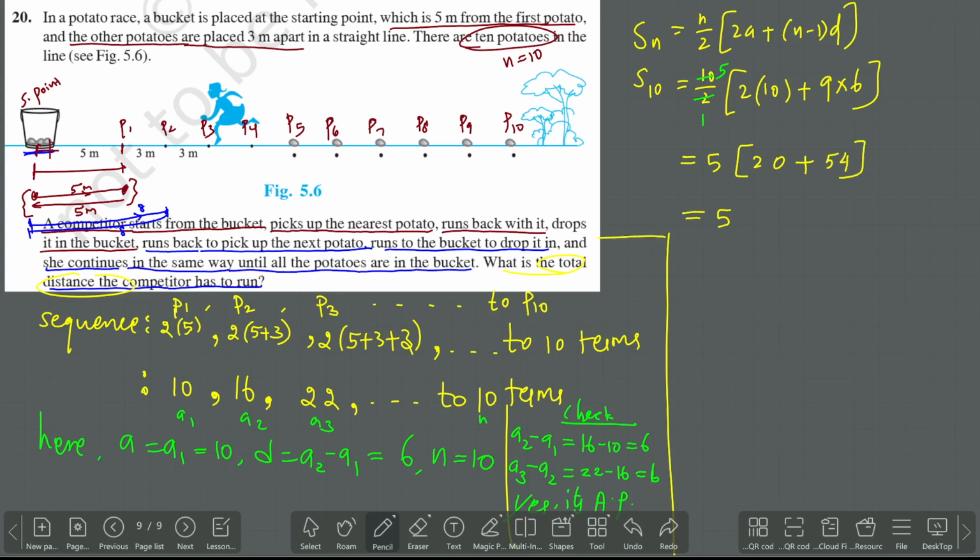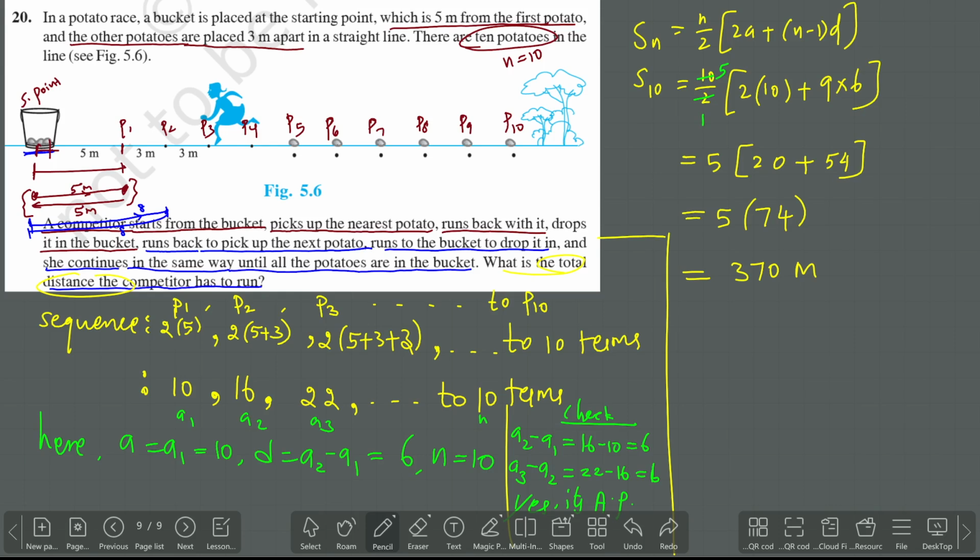So what am I getting? 74. When you multiply each, 370 meter. So 370 meter. This is more than a quarter kilometer. Am I right? So they have to run.